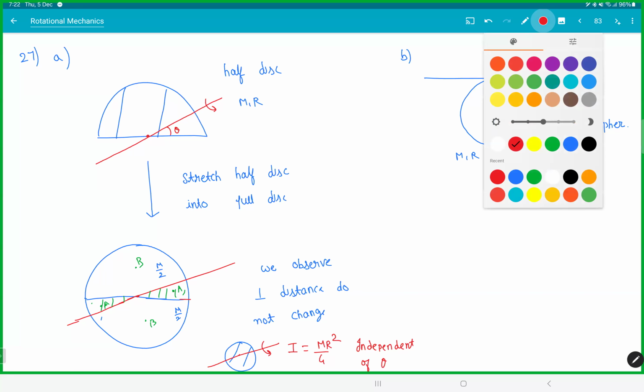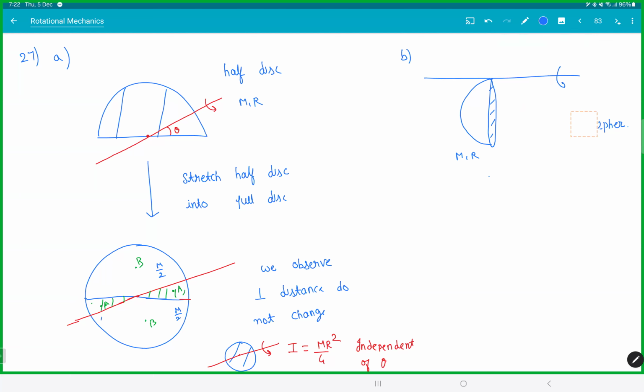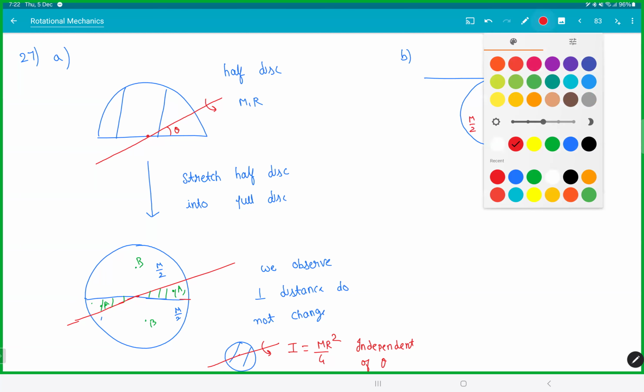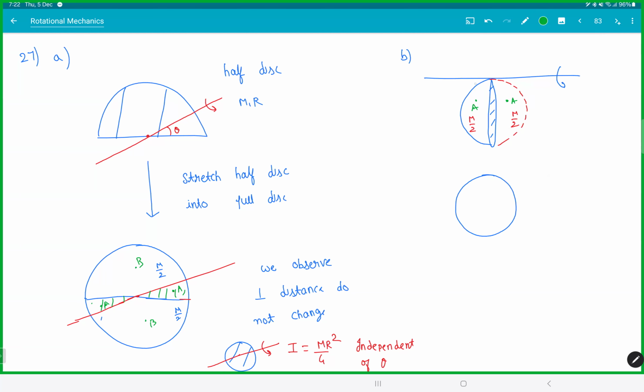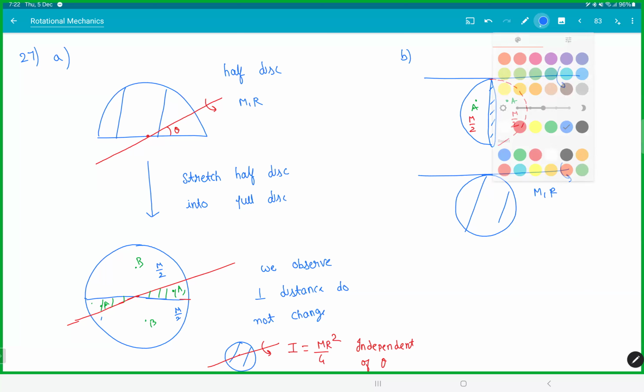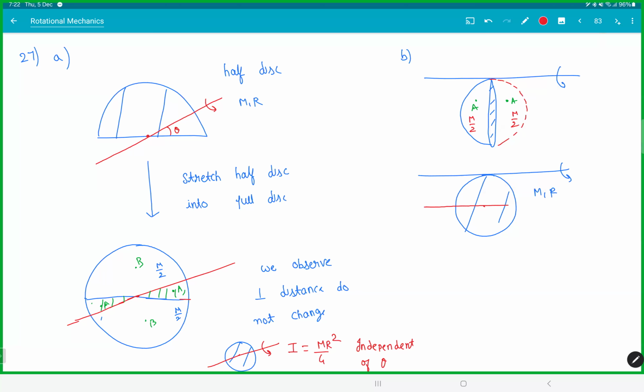I can use the same logic here. I'm going to construct another hemisphere like this, mass m by 2, mass m by 2. So what you got is a full sphere. Now again, same logic. If this point is A, this point is A. Did the distance change? The perpendicular distance did not change. So this one is as good as having a full sphere of mass M and radius R, and you want it about this axis. So this was 2 by 5 mr square. Use the parallel axis theorem: 2 by 5 mr square plus mr square.